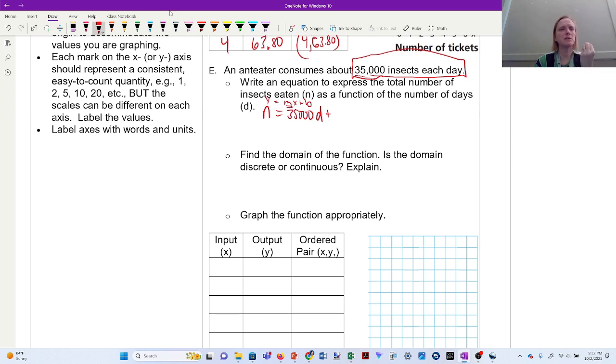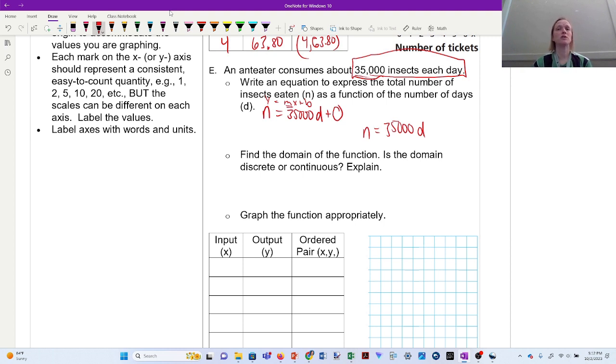Plus b, plus some sort of base value that I'm starting with. Like if the anteater had already eaten 200,000 insects that week, and I was adding on to that. But that isn't true here. I haven't been given a starting value for the number of insects the anteater has eaten, so this is going to be 0. So we'll just have the function n equals 35,000 times d.